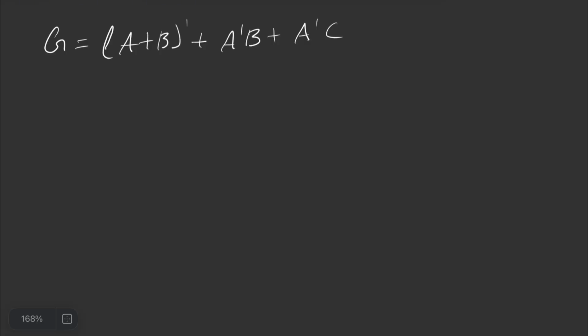For the next Boolean algebra expression that we are going to simplify, we have (a and b) all prime plus a prime b plus a prime c. So first for this, we're going to apply De Morgan's theorem, which means that we are going to flip the operation and the value of the variable, whether it's prime or not. So let's apply our De Morgan.